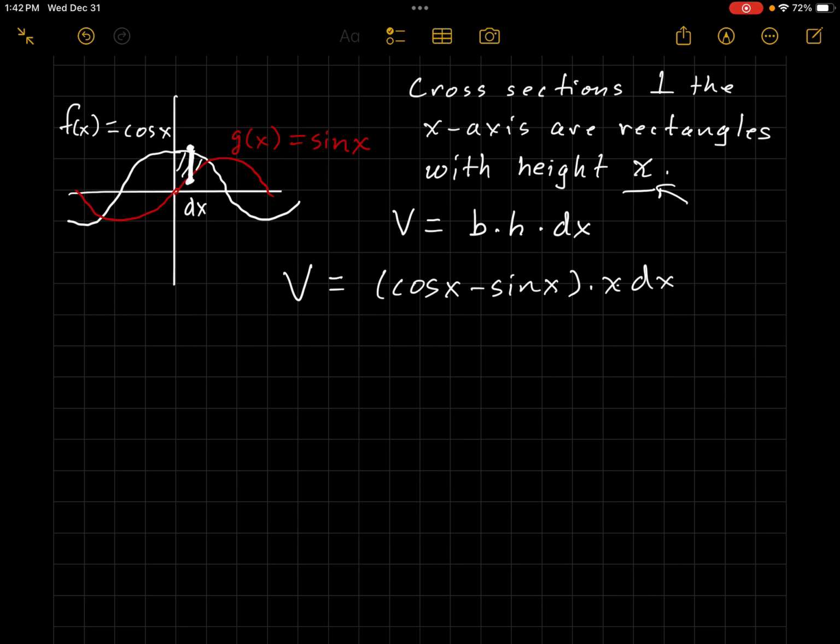To find the volume of the entire shape, we're going to sum all these tiny cross sections together, starting at 0 because I said that one of the boundaries is the y-axis. And then the upper limit is pi over 4, because that's the first place in the first quadrant where cosine and sine have the same value.